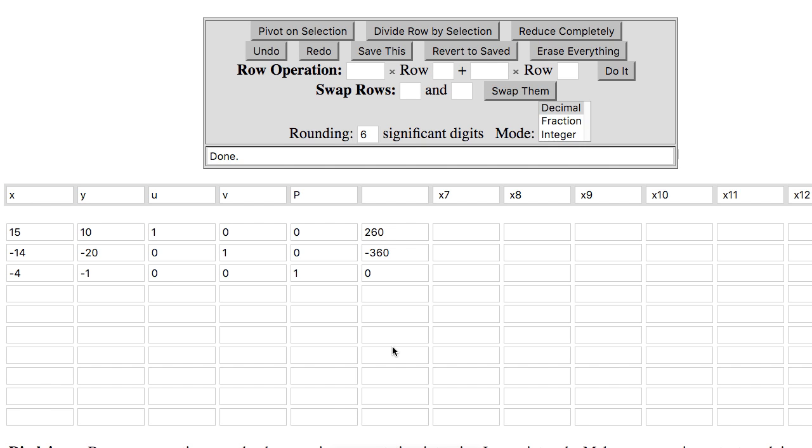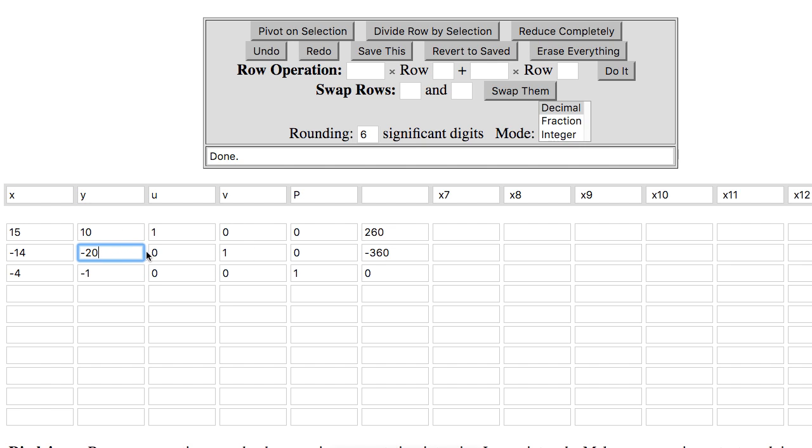When I put that initial simplex tableau into the row operations tool, this is what I have. Notice I've labeled the variables even. x and y, the original variables, u and v, the slack variables, and p, what I'm maximizing. So I have the minus number in the final column here, so that's what I have to look at first because it's a non-standard problem. Slide across from the minus 360 and stop at either of these places where I have a negative number. I'll just pick the minus 20 for convenience. These numbers look simple to work with.